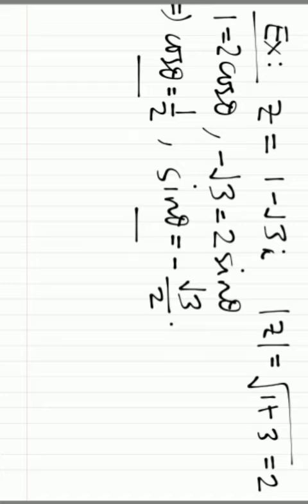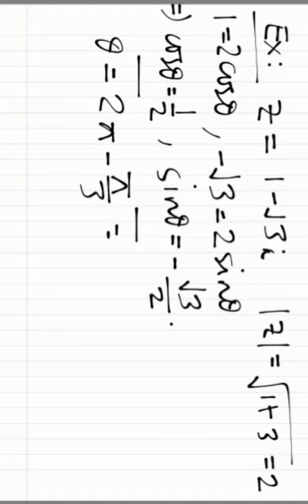So since it is in the fourth quadrant, theta can be considered as 2 pi minus the value of theta in the first quadrant, that is pi by 3. So it should be 5 pi by 3. This is the argument or amplitude of this complex number 1 minus root 3 i.